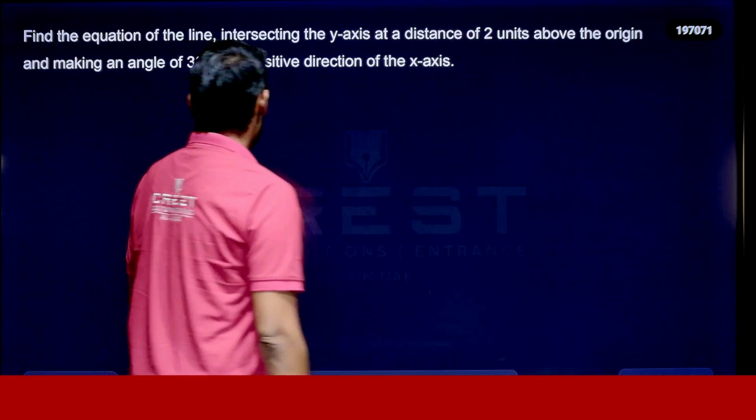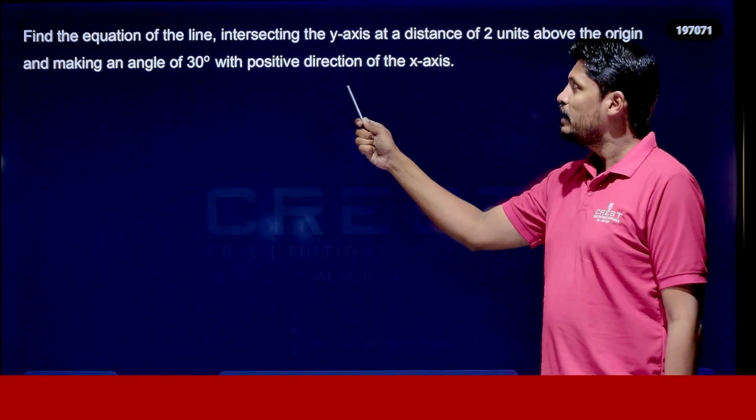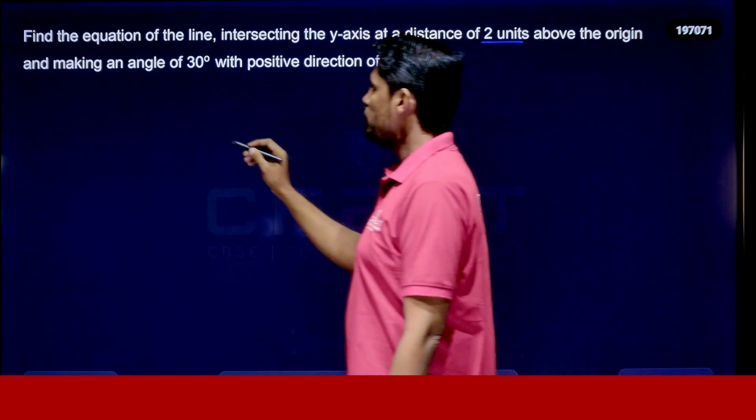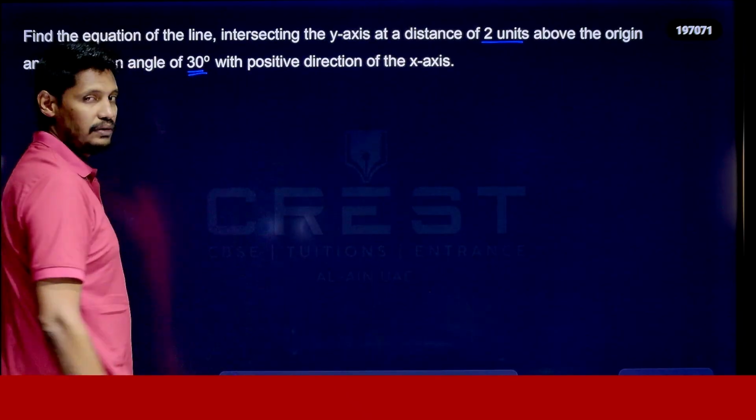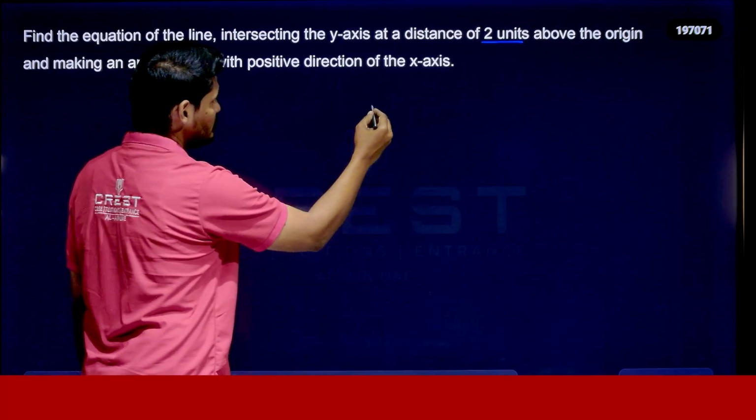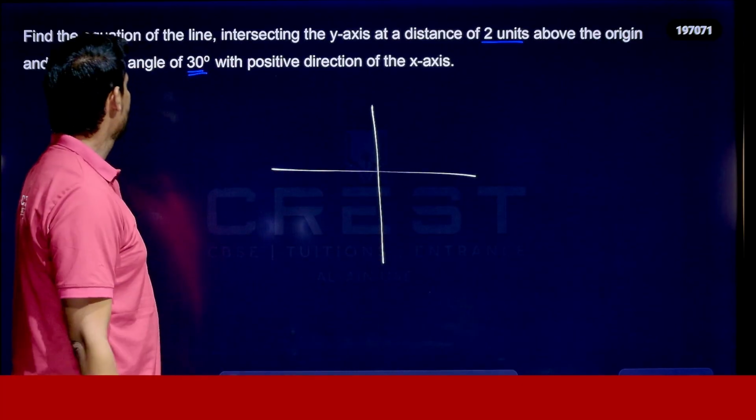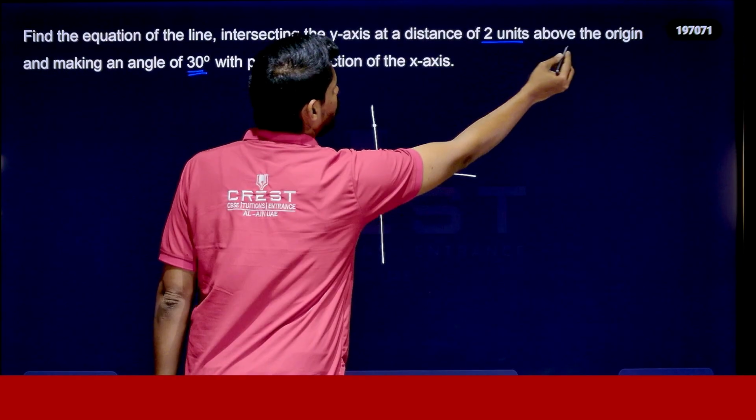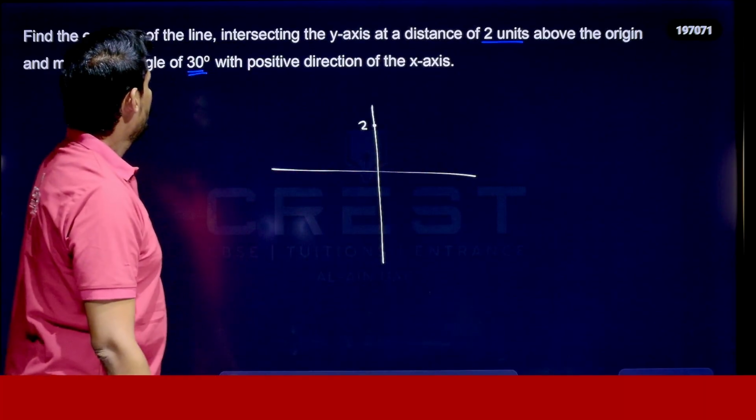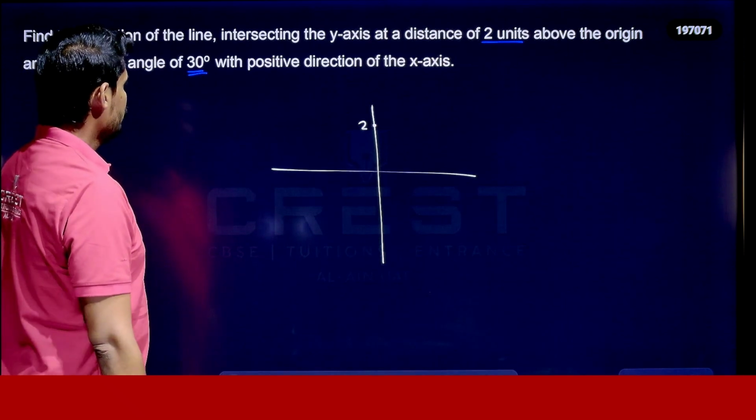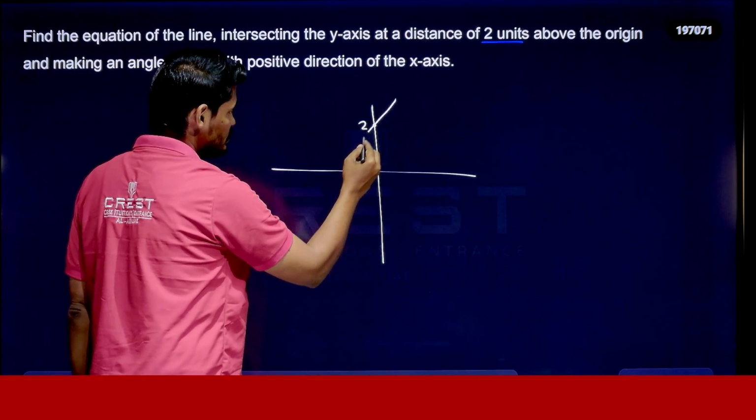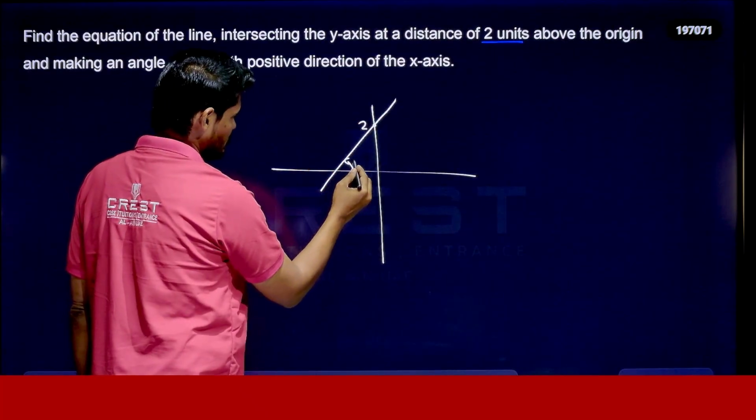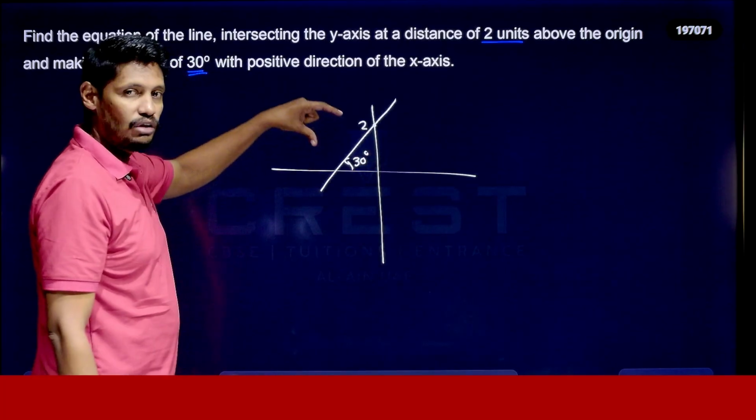Yes, a very good question. You have to find the equation of the line intersecting the y-axis at a distance of 2 units above the origin and making an angle of 30 degree with the positive direction of x-axis. So what does the question say? We have an xy plane and we have a distance 2 units above the origin. So we have a 2 here and it is making an angle 30 degree. So the line will be like this, making angle 30 degree with which axis? With x-axis. So what is the equation of this line?